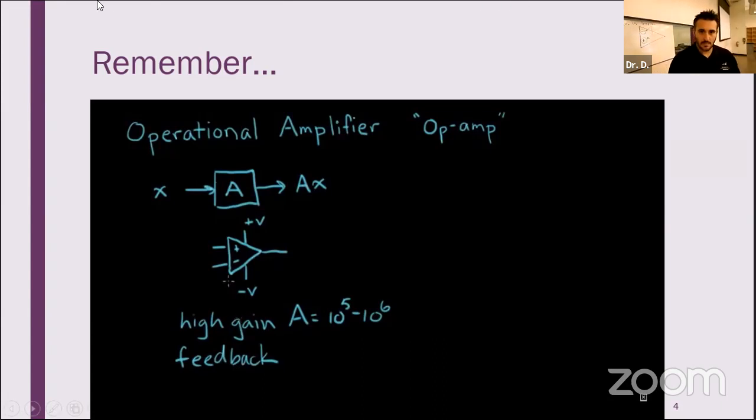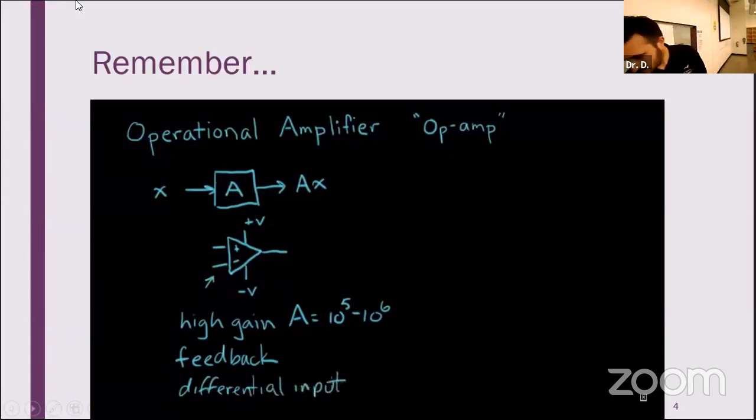And the third thing that's distinctive about op amps is that they have this kind of input. This kind of input here is referred to as a differential input. So an op amp usually has differential inputs, and that's as opposed to something we call a single-ended input, which would be just one wire.